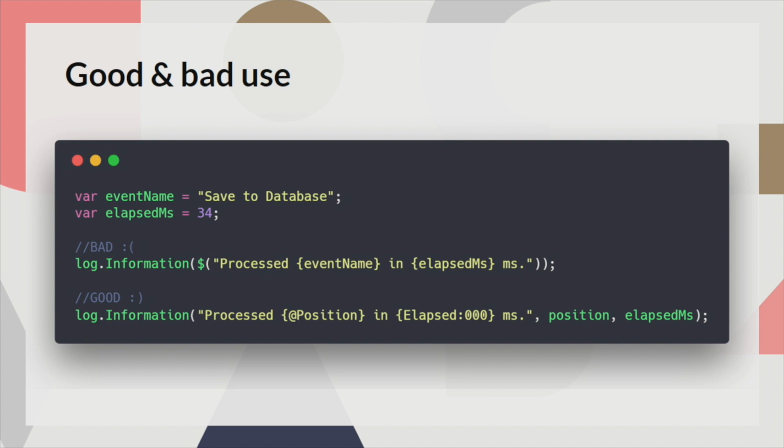If I did it this way, we would not get those two extra properties in the log. And that means you can't easily search for them, you can't find them, you wouldn't be able to then say, find me all the logs where that particular request took longer than 500 milliseconds. You just wouldn't be able to find that information easily, anyway.